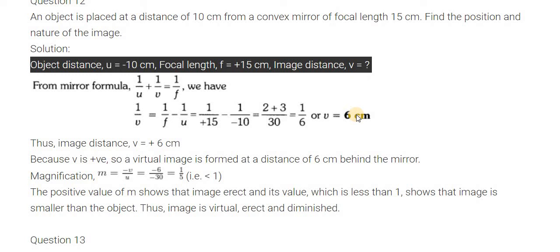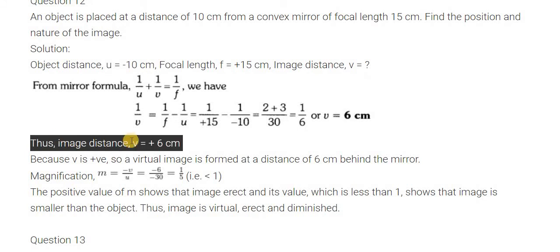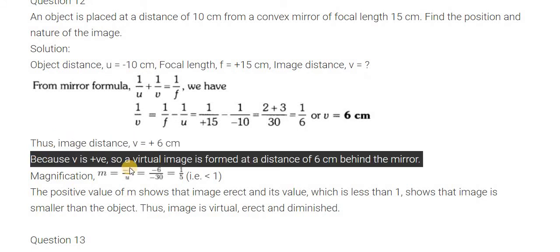and the positive sign denotes that we get our image at the back side of the mirror. So the image distance v is equal to plus 6, and because v is positive, it's a virtual image and it's formed at a distance of 6 centimeter behind the mirror.